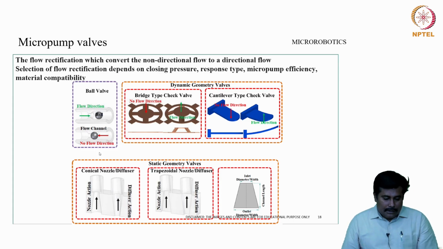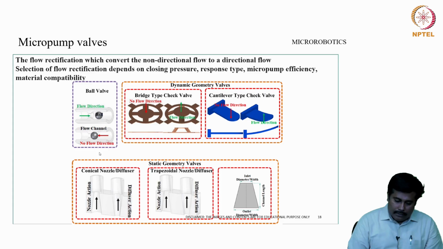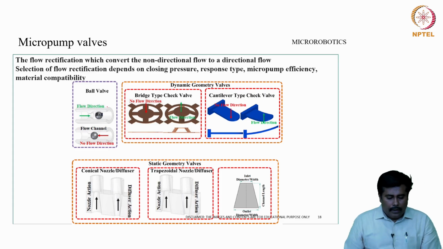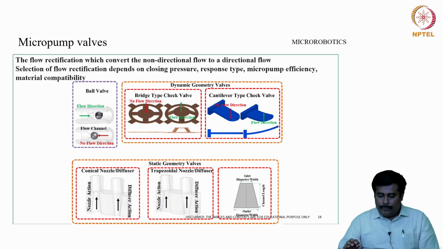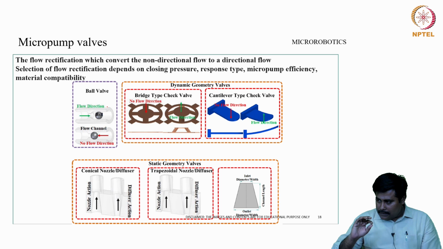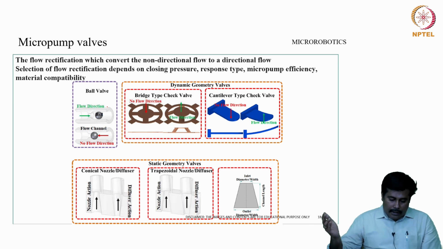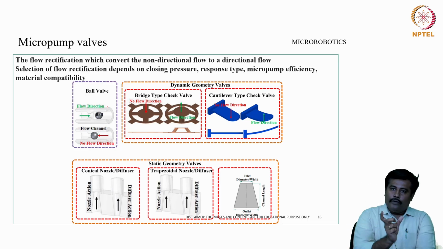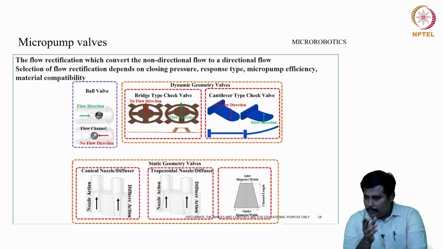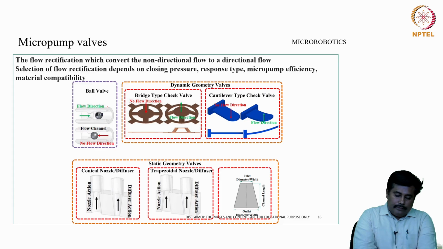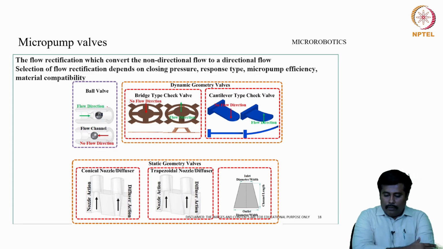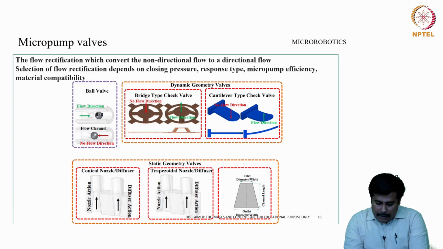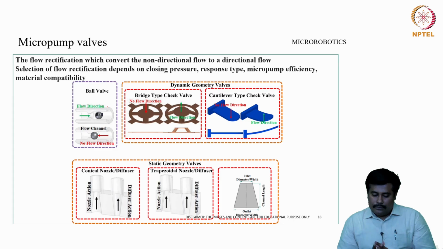In this particular case, there is a ball arrangement where there is a flow direction. Through this flow direction we have a ball in place, and in the flow channel there is going to be a no-flow direction through which the ball moves. So, the control of the flow, or the movement of the overall pressurized fluid, is well taken care of using this ball valve. Then there are dynamic geometry valves.